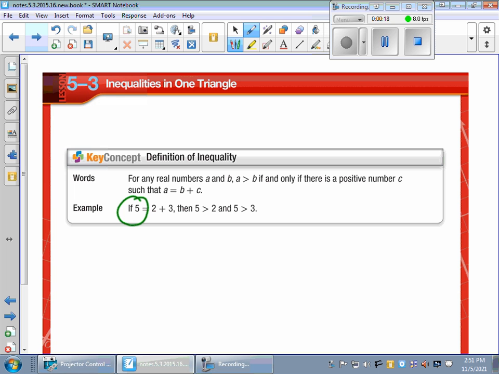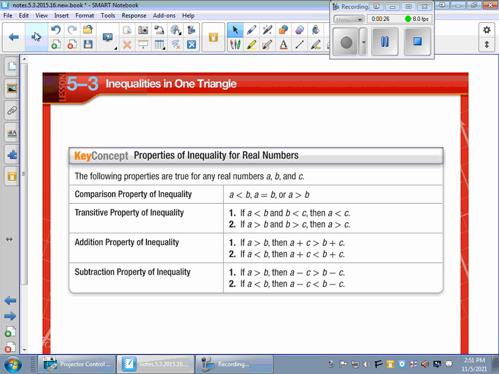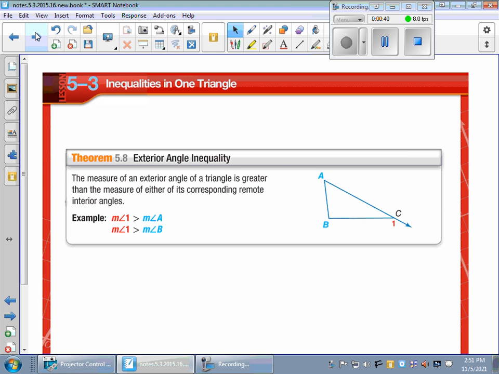If you go 2 plus 3 equals 5, then isn't it obvious that 5 has to be bigger than 2 and 5 has to be bigger than 3? So we're going to take that information. Here are some properties of inequalities that you can read through and use. You may have seen these before, maybe not. But go through these if you want to understand that concept and how it works. And then we're now going to apply that to angles.